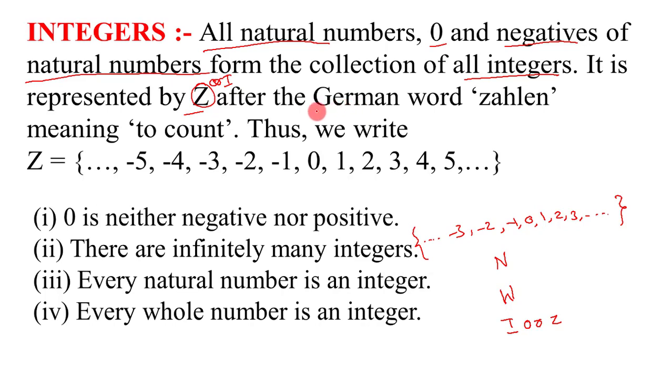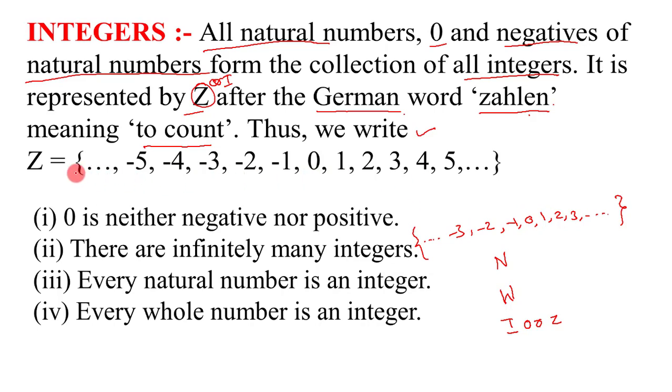There is a German word called Zahlen. What is the meaning of Zahlen? It means to count. From this word they have taken Z. That's why we represent the set of integers by I or Z. Most often we will take Z as the set of integers.